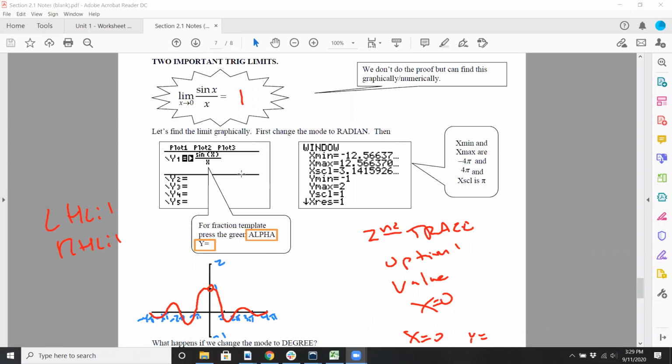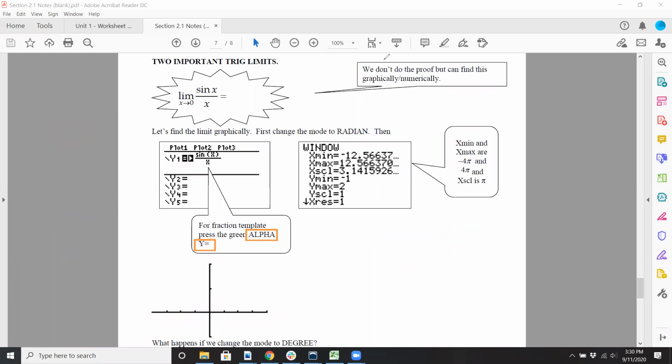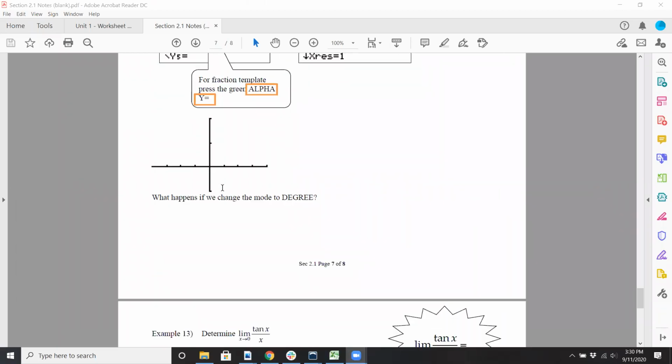So if you were to actually quit out, if you hit alpha trace, and then y1, and typed in 0.1 or so forth, you should get something that gets very, very close to 1, like 0.998 or something like that. So we see that this is a true statement, that the limit as x approaches 0 of sine x over x is 1. What if we change mode to degrees?